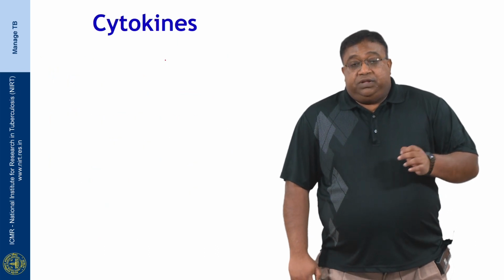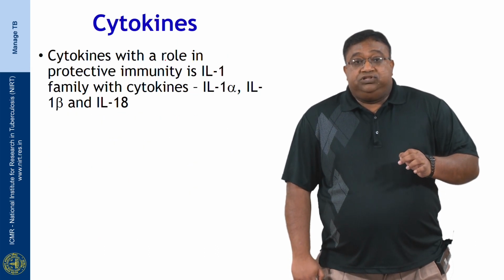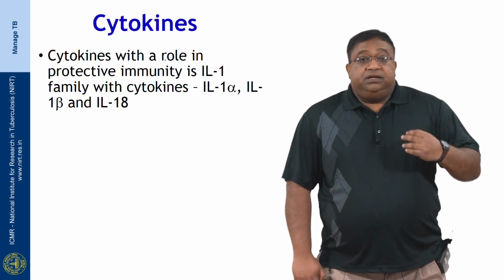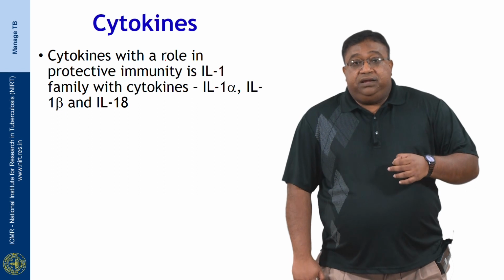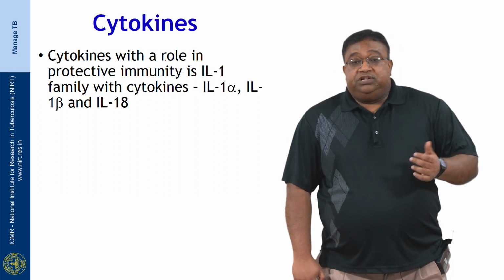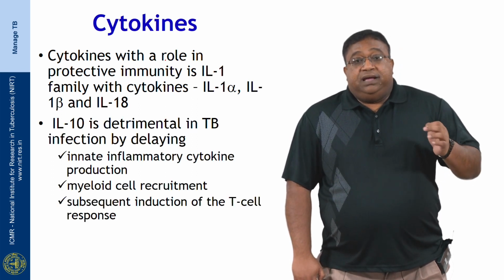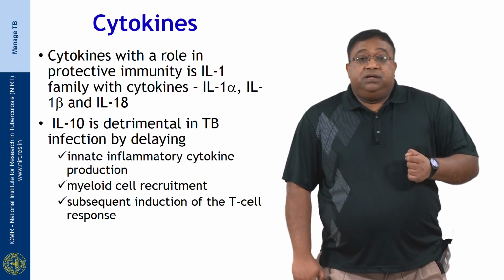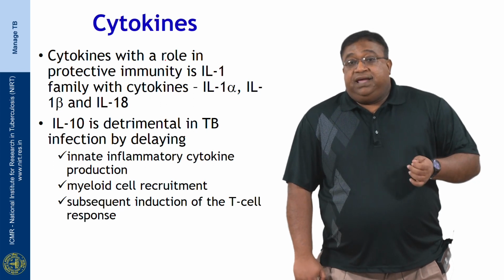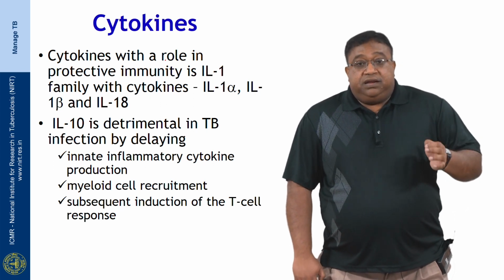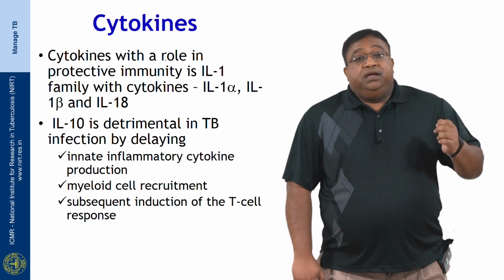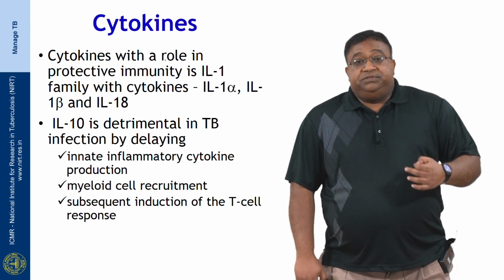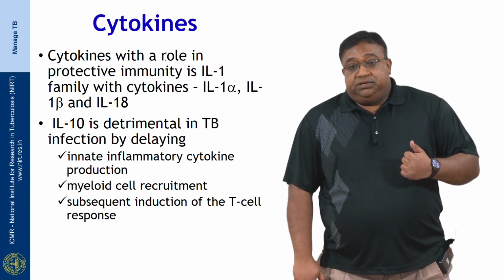TNF has a well-documented role in human resistance to TB and plays an important role in the maintenance of TB granulomas. In terms of the other cytokines that also play a role in TB infection, IL-1 family of cytokines, IL-1 alpha, IL-1 beta, and IL-18 are associated with protective immune responses, while IL-10 is thought to play a detrimental role in TB infection. It does this by causing a delay in the innate inflammatory cytokine production, in the process of myeloid cell recruitment, and also in the subsequent induction of the T cell response.